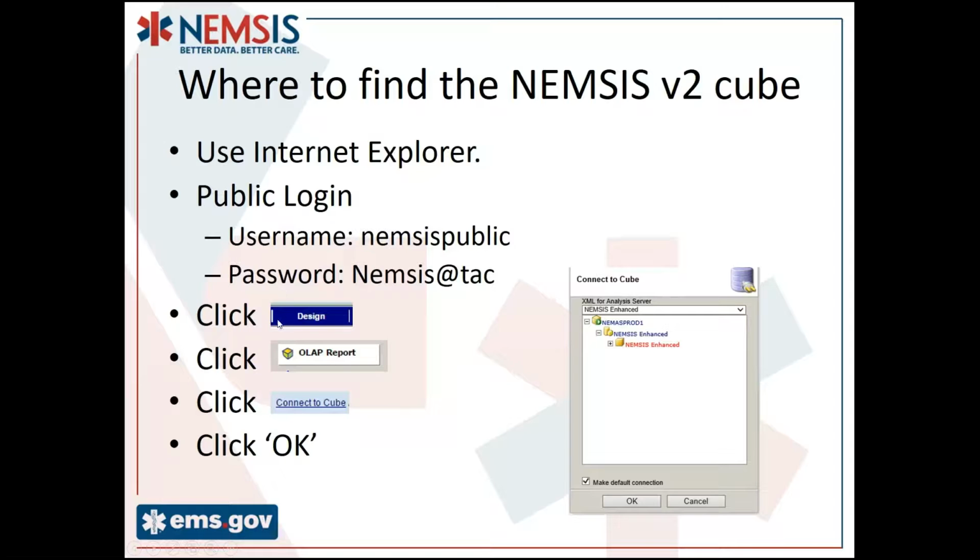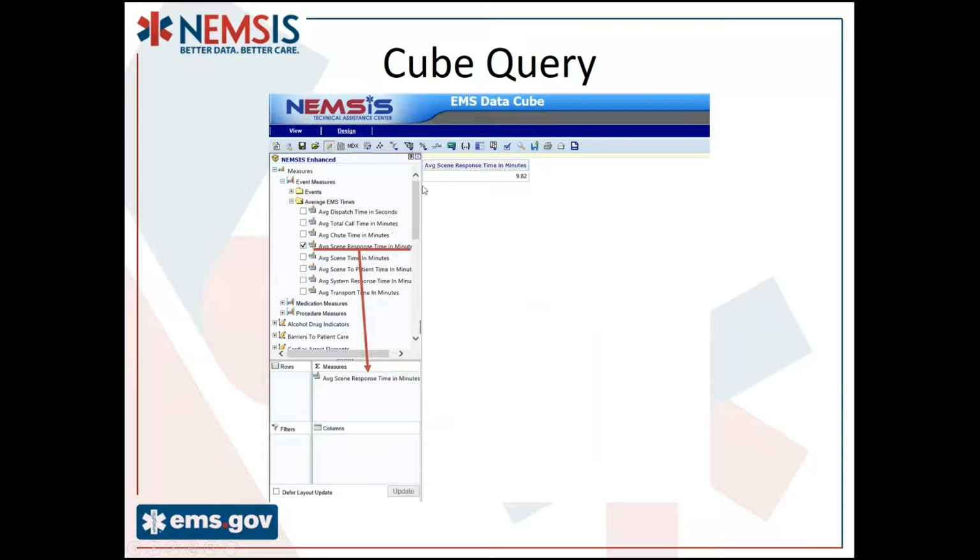So you click on Design, and then OLAP Report, and then Connect to Cube. This screen should pop up, and then you want to select NEMSIS Enhanced, make default connection, and then hit OK. And that'll bring you to a page that looks like this. If any of you have used pivot tables in Excel, the functionality should be somewhat familiar.